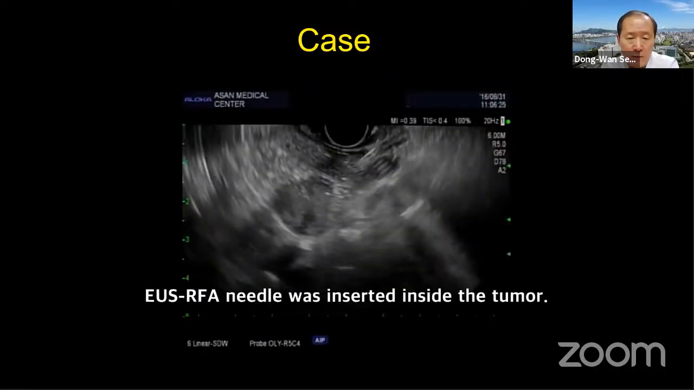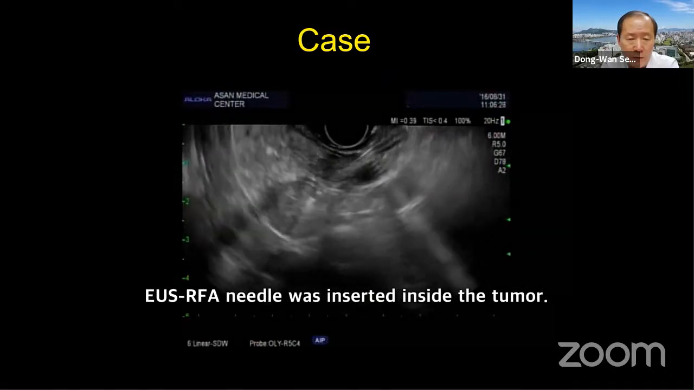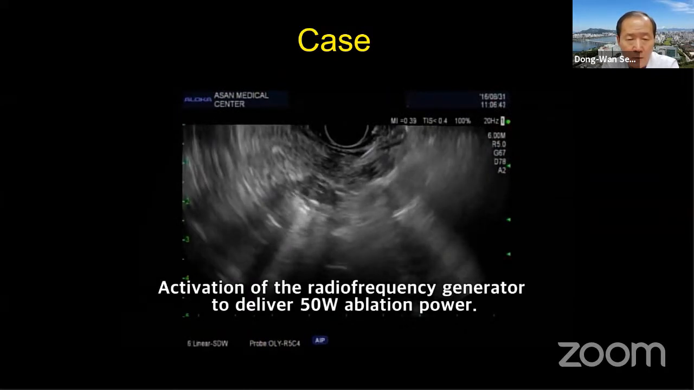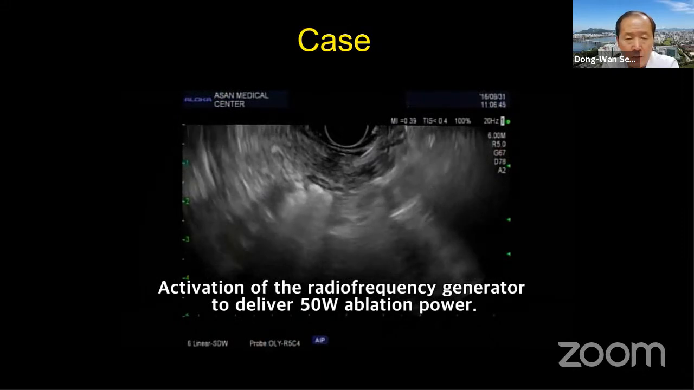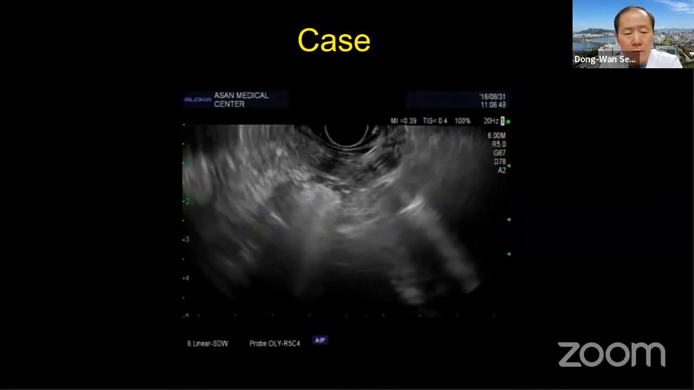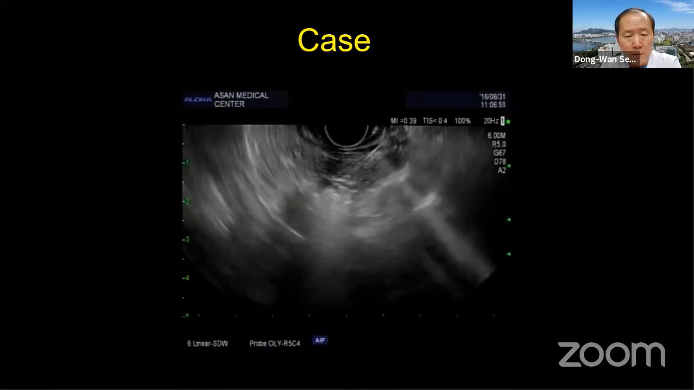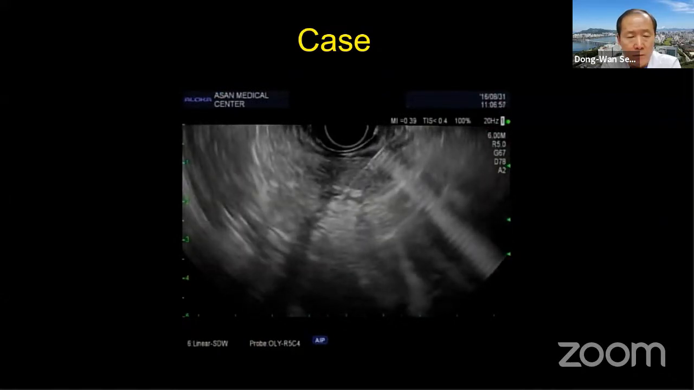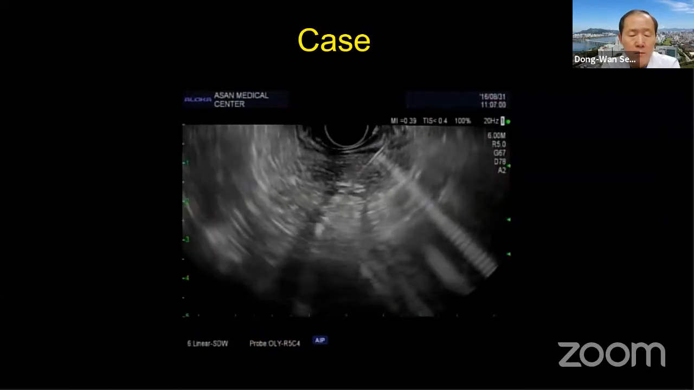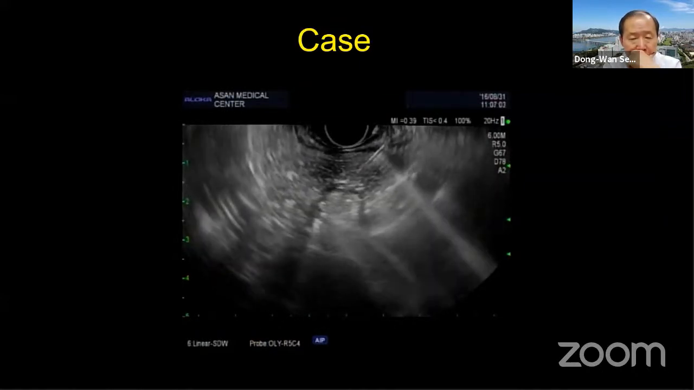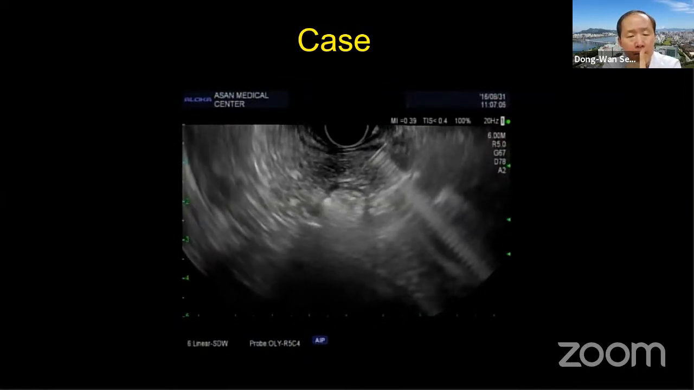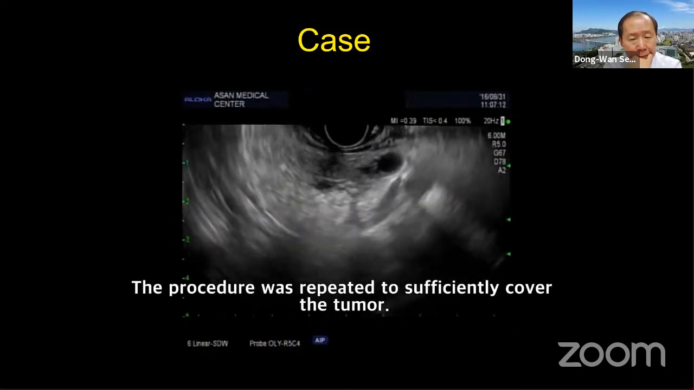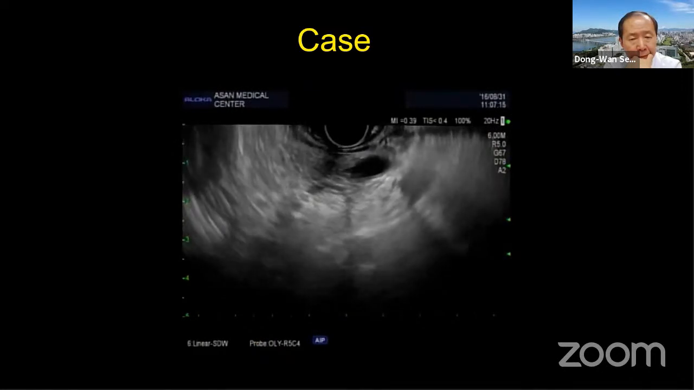This is the EUS view showing a well-defined hypoechoic mass. For RFA, we used a 19-gauge RFA electrode and inserted the needle inside the tumor and activated it with RF power of 50 watts, and one side ablation is just 10 seconds. After one side ablation, we changed the needle direction to cover another area and repeated this procedure to cover the entire tumor. When you apply electrical power, we can see echogenic bubble formation because of the tissue heating.